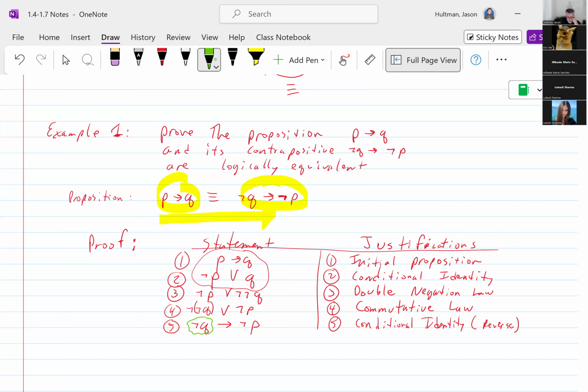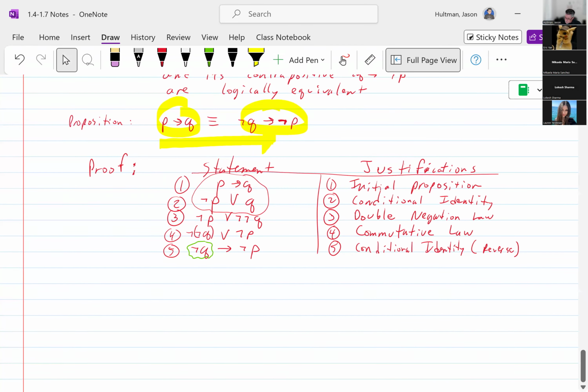P goes to Q, but the negation has to be the first one. No, you do have to do double negation because you're not going to have a negative. And if you don't have a negative, then you can't make it a conditional.